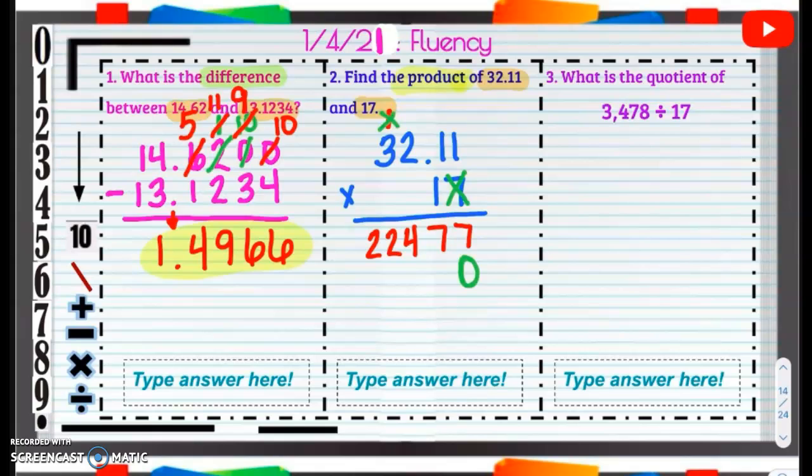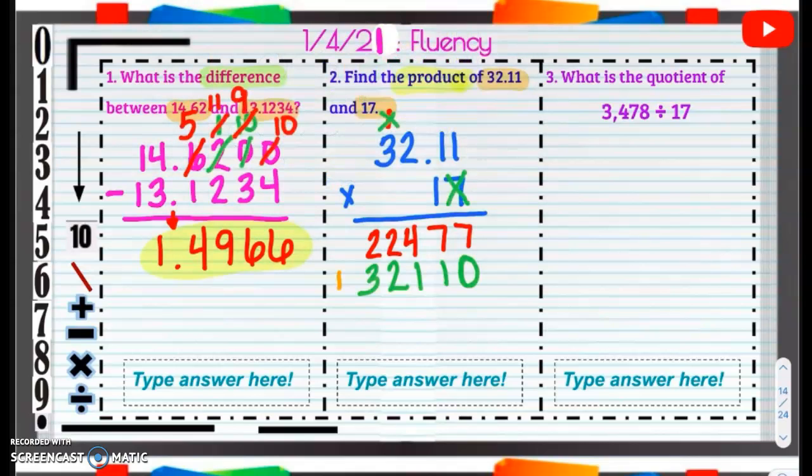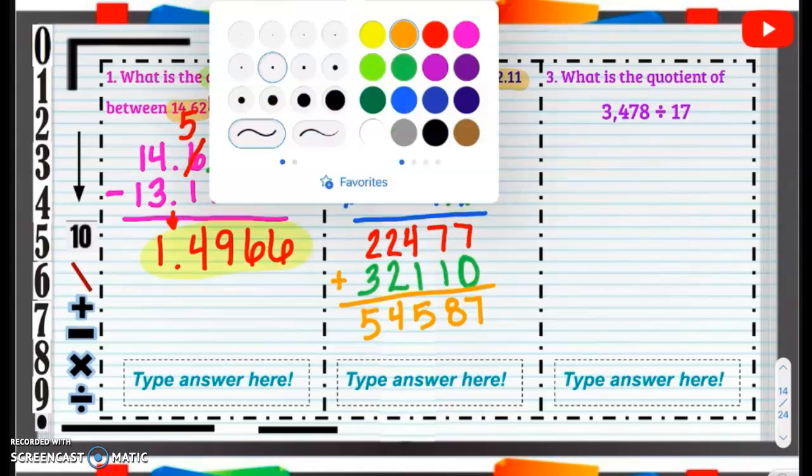1 times 1 is 1. 1 times 1 is 1. 1 times 2 is 2. And 1 times 3 is 3. Now, what do we do with those two numbers? Oh, yeah, we're going to add them. So 7 plus 0 is 7. 7 plus 1 is 8. 4 plus 1 is 5. 2 plus 2 is 4. 2 plus 3 is going to be 5. Is that my answer? Not yet, almost.